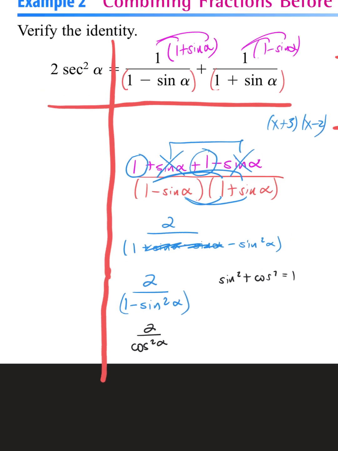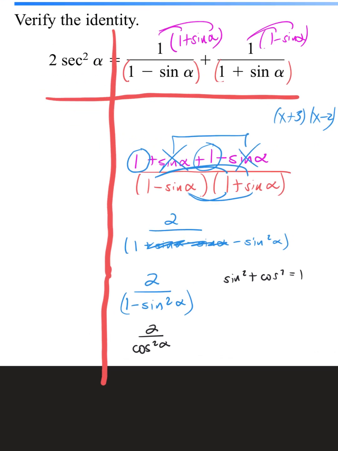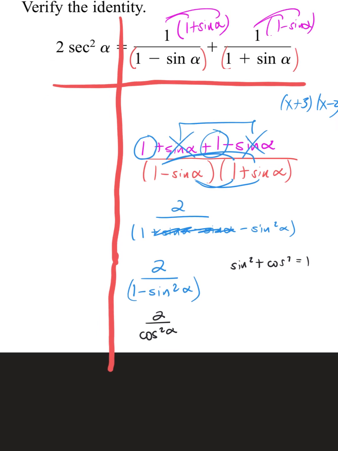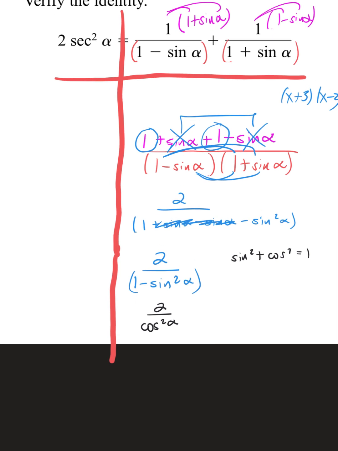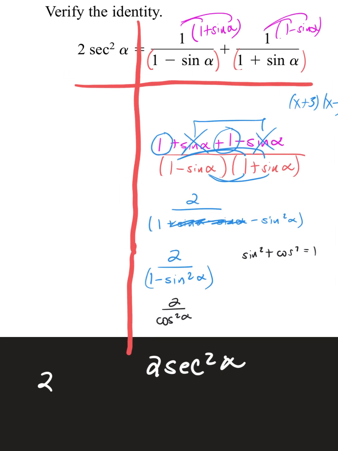All right, now where am I trying to go to? Secant. Is there a relationship, guys, between secant and cosine? How can I rewrite 2 over cosine squared? Yep.